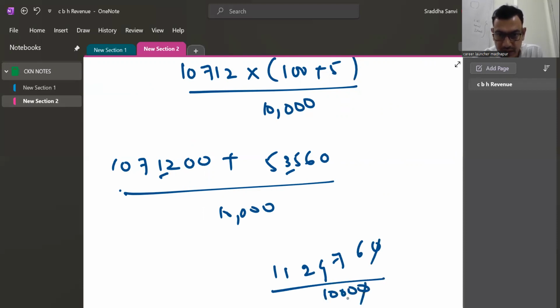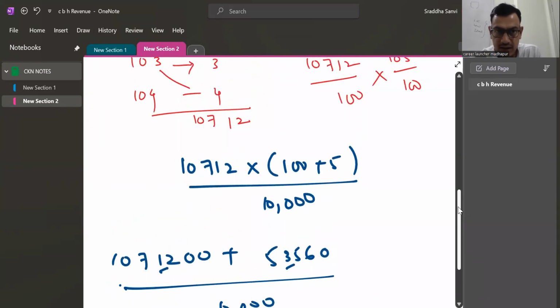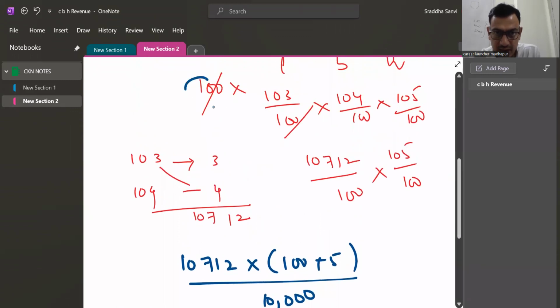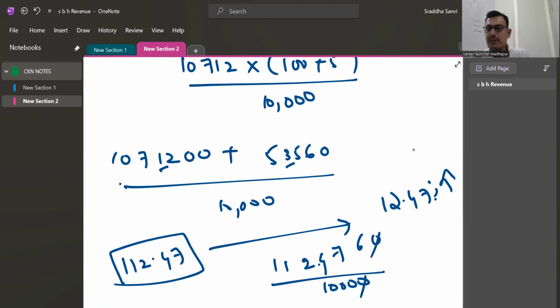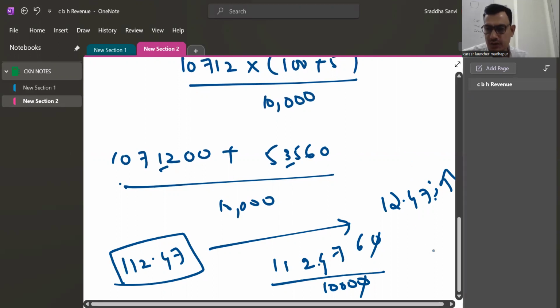0, 0 gets cancelled. I have 3 zeros, so the decimal comes here. The value will be 112.47. I assumed that the initial volume is 100, right? But now I arrived at the volume as 112.47. Clearly, I can say there is a 12.47% growth. So I should say my answer as a 12.47% growth in the volume. This is the proper way of solving the question.